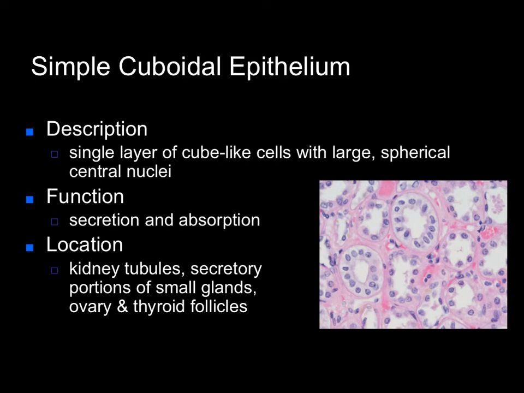The function here is secretion and absorption, and then your location, which is primarily going to be the kidneys, but could also be small portions of the small glands, and then ovary and thyroid follicles.